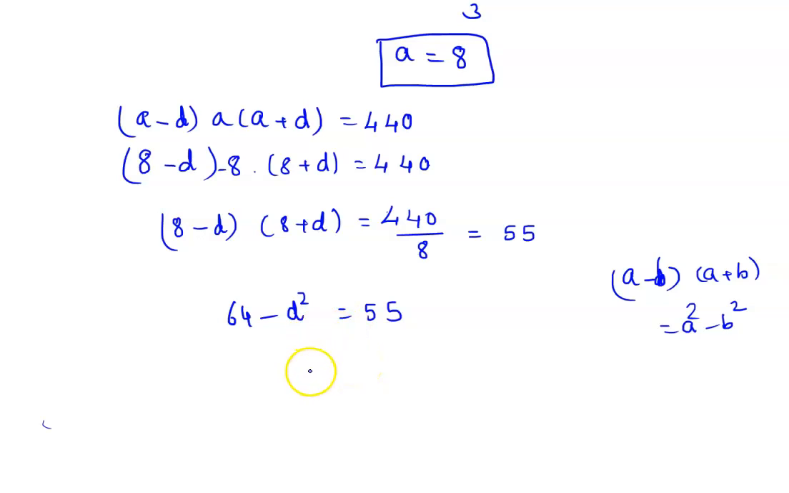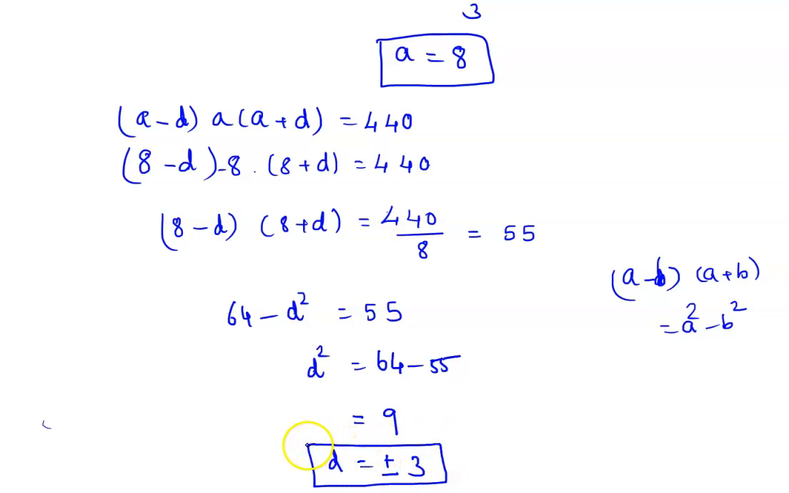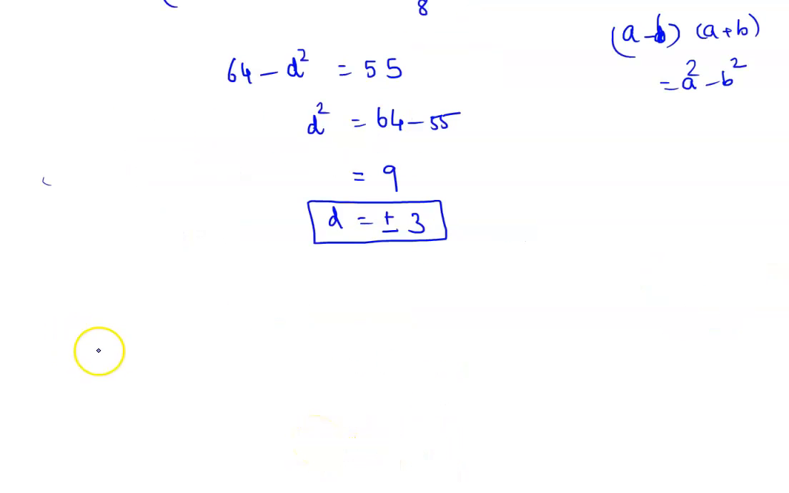So from this, D square is equal to 64 minus 55, which is equal to 9. Therefore, D is equal to plus or minus 3. Okay, so we obtained now two values for D. So now we have A is 8 and D is equal to plus or minus 3. So from these values, we have to find the three numbers.